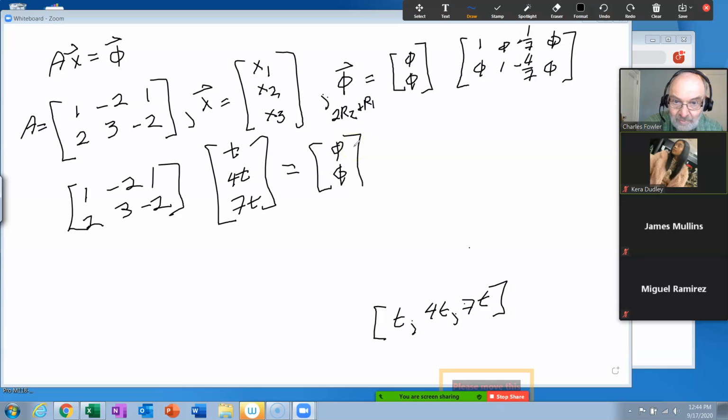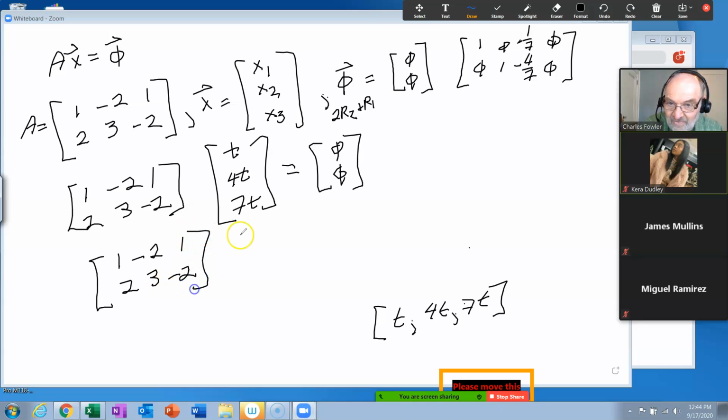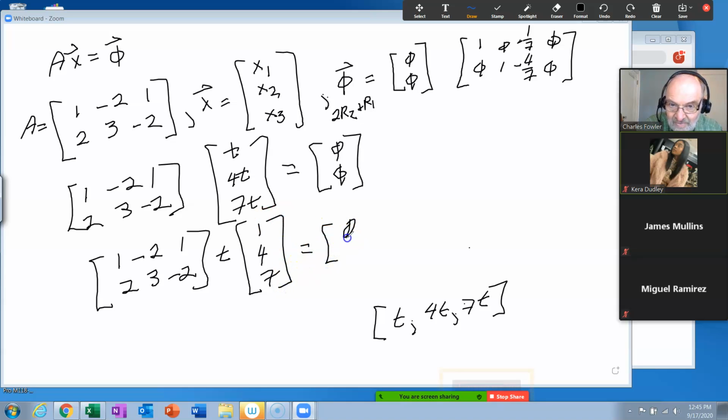Okay, that's what we came up with, and we just sort of verified it. Well, here's another way you can write this. You could write this as 1, -2, 1, 2, 3, -2. But then this column vector here, we could pull the t out and have that times 1, 4, 7. And that's equal to 0, 0.